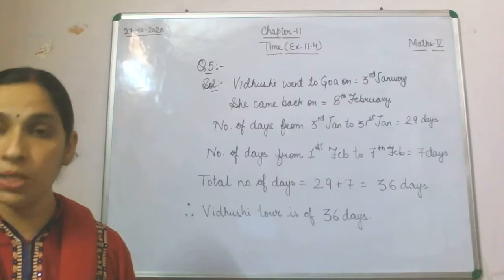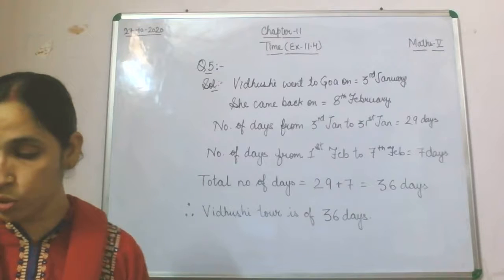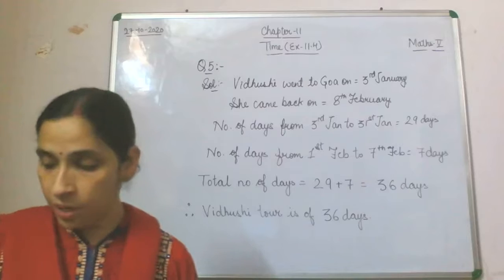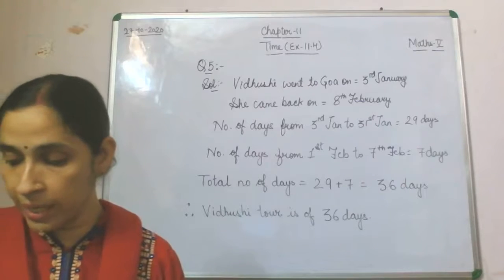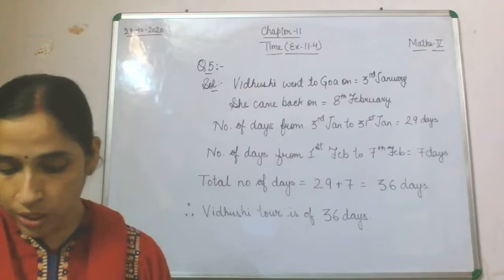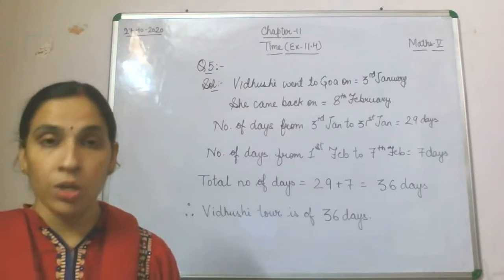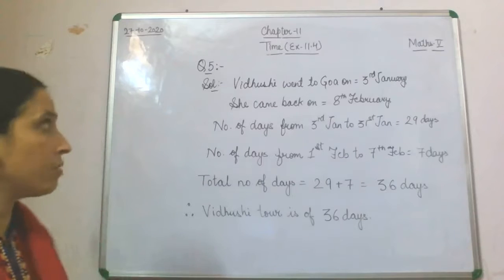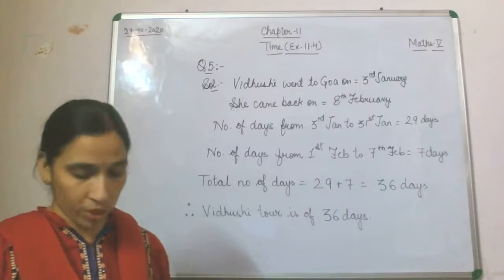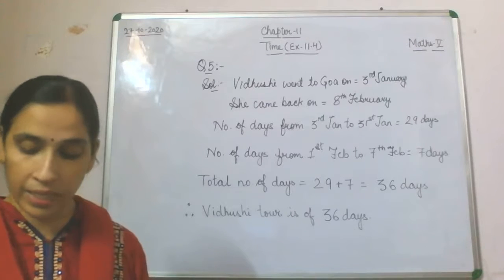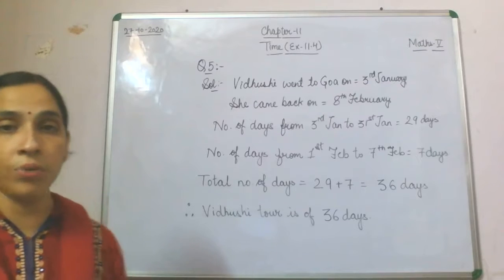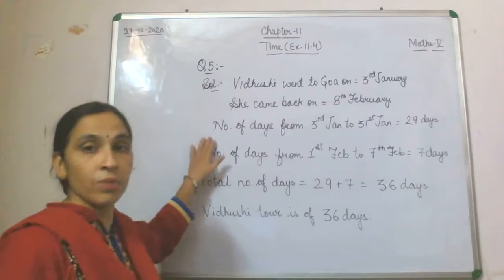I'll read out this question number 5 once again. Vidushi went on a tour to Goa. She started her tour on 3rd January and came back on 8th February. How long was her tour? The first statement is optional. If you want to write that Vidushi went for a tour on that particular day and then came back on that particular day, you can write it, or you can start the question from here.